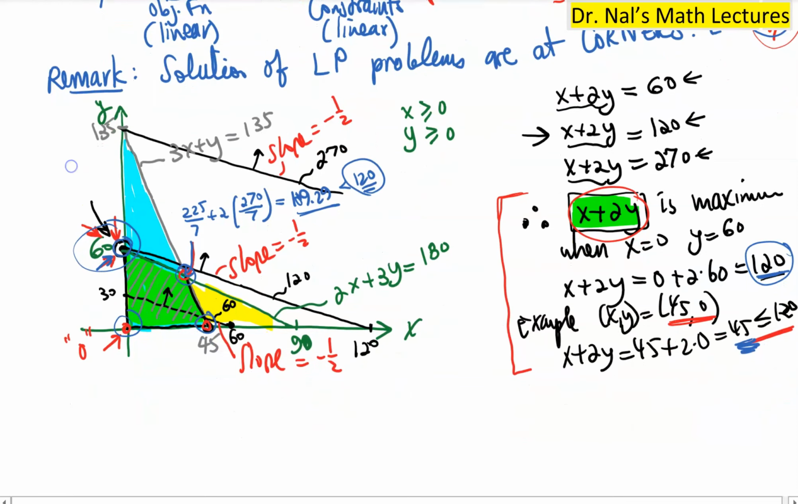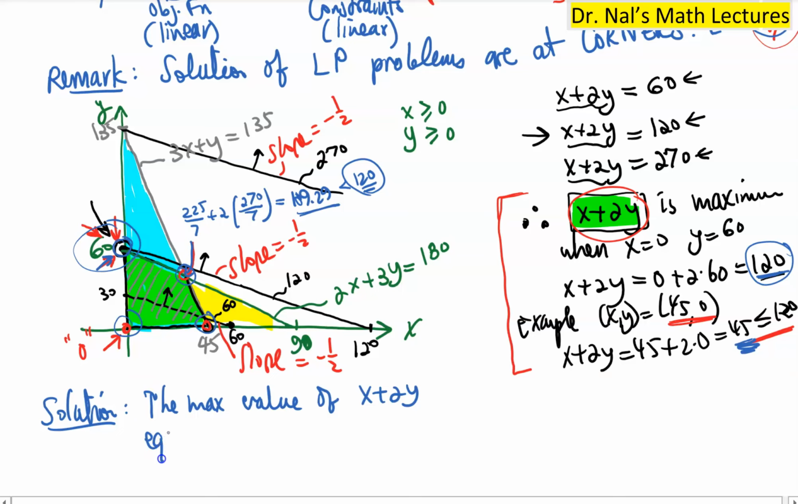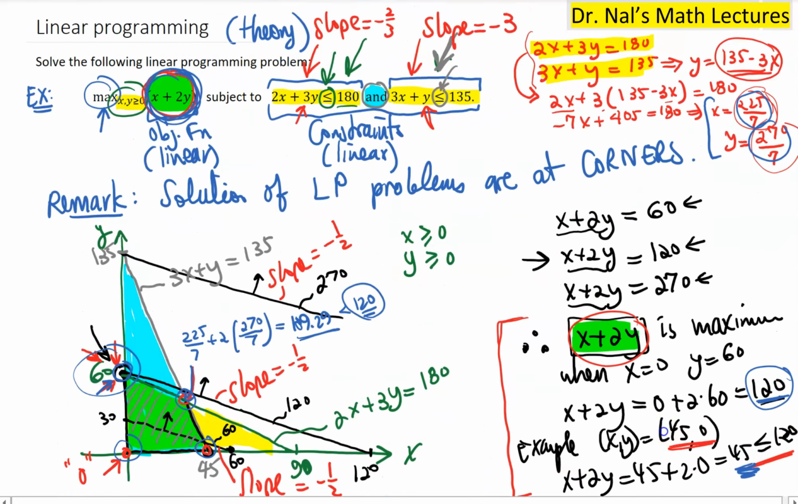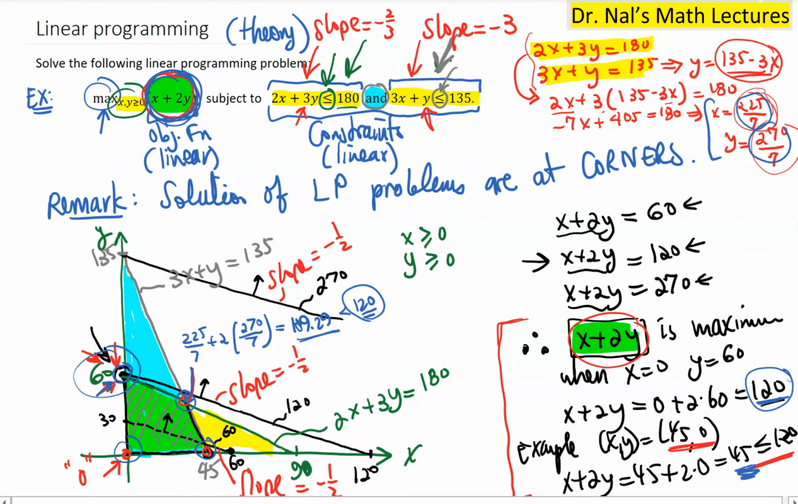So as a result, the solution: the maximum value of x plus 2y equals 120 exactly when x equals 0 and y equals 60. That's it. At x equals 0 and y equals 60, the value of our function is 120, and that's the maximum value. Now what I will do next is modify the problem slightly.